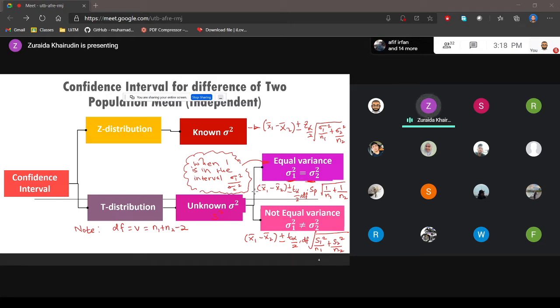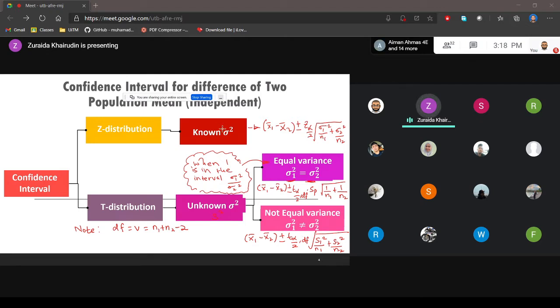So how do you know whether it is equal variance or unequal variance? You have to compute the confidence interval of the ratio of two variances. If there is the value 1 in your interval, then we can say it is equal variances. Otherwise we can say unequal variances. Then you use this formula.